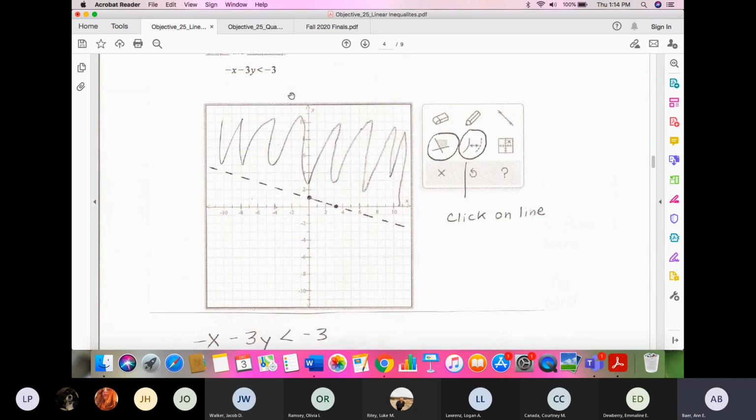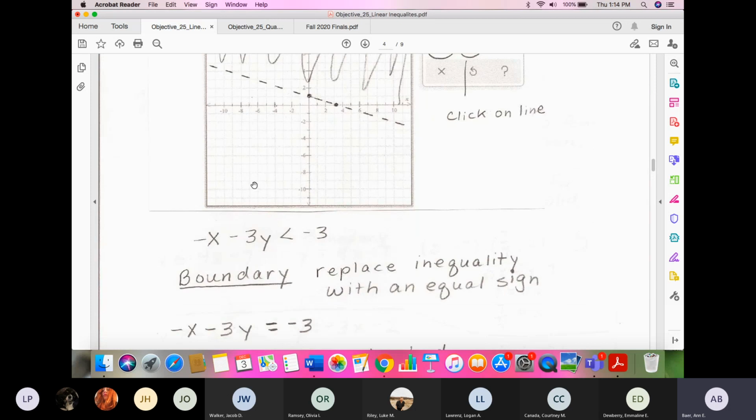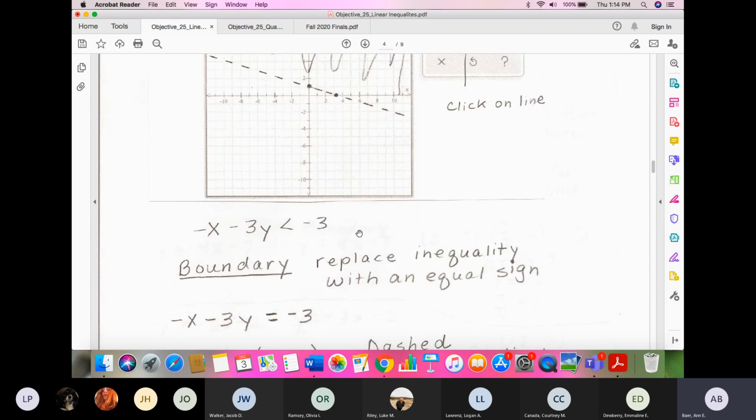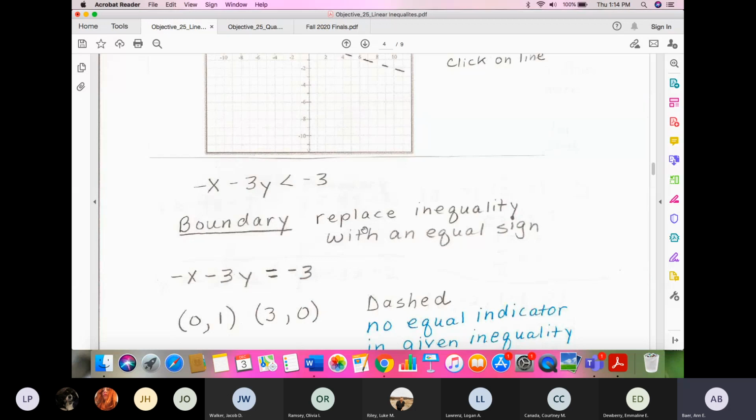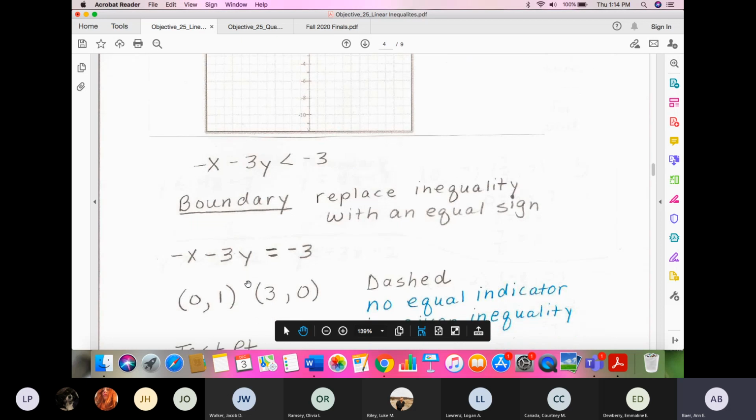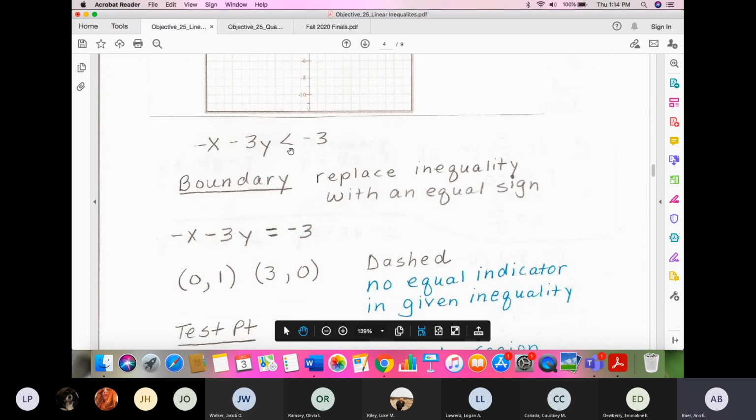So I just copied this down. Exactly. Put it right here. We want to find our boundary first. So we take out the inequality symbol, and really, let me just read these words: replace the inequality symbol with an equal sign just to find the boundary. And we'll go back to this when we decide on the region.